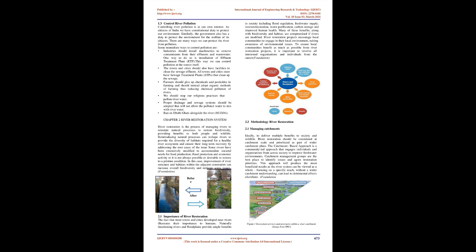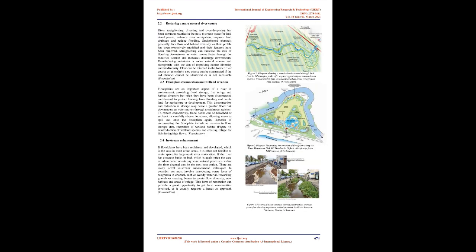Farmers should give up chemicals and pesticides in farming and should instead adopt organic methods of farming, thus reducing chemical pollution of rivers. We should stop our religious practices that pollute river water. Proper drainage and sewage systems should be adopted that will not allow the polluted water to mix with river water. Ban on dhobi ghats alongside the river.